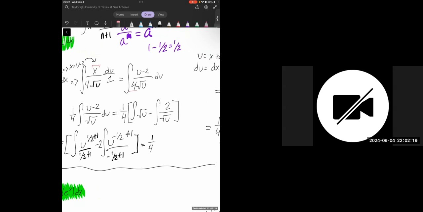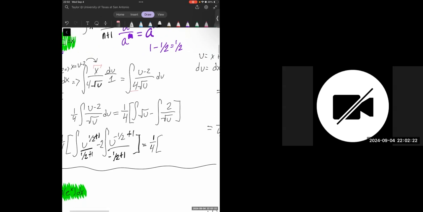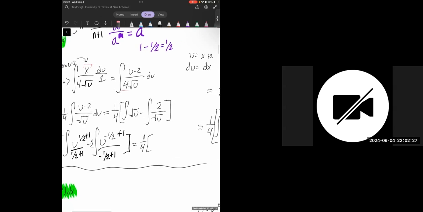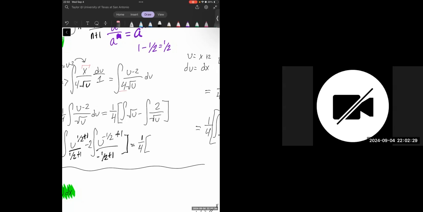Now I get 1 over 4. Sorry, you'll see my notes just in case. I'm going to kind of bleed over into my notes here for a second. u to the 3 over 2 over 3 over 2, and we'll deal with that in a second, minus 2 times u to the 1/2, because we have negative 1/2 plus 1, giving me 1/2, over 1/2. And again, we'll deal with this fraction here in a second. Pause.